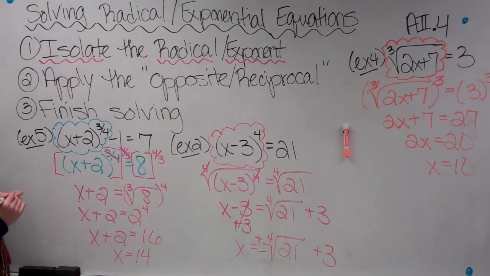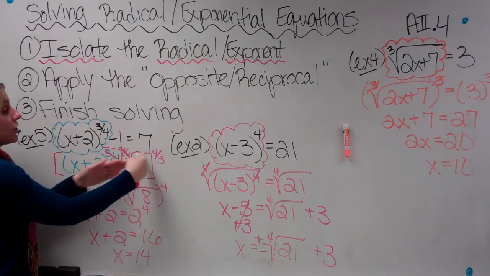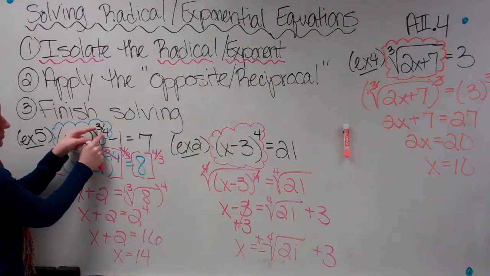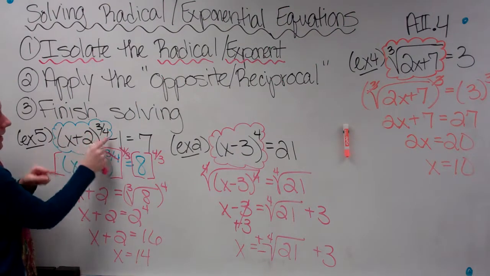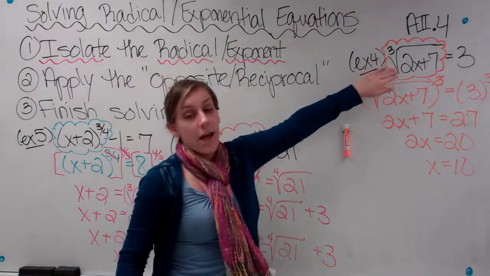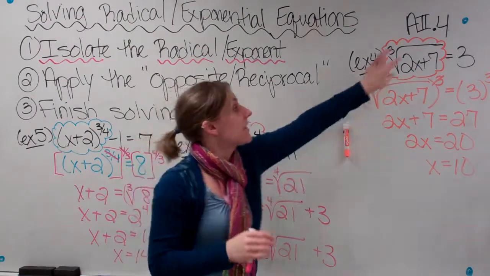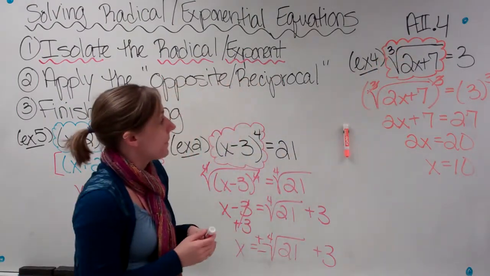All right? So again, the same rule. You isolate, and then you do the inverse of whatever the power is or whatever the radical is, so that you can just take that stuff out and then finish from there.